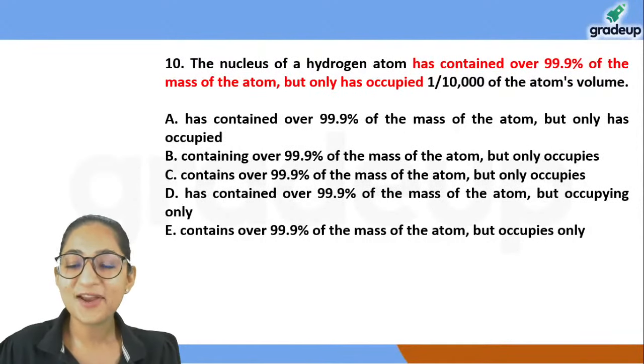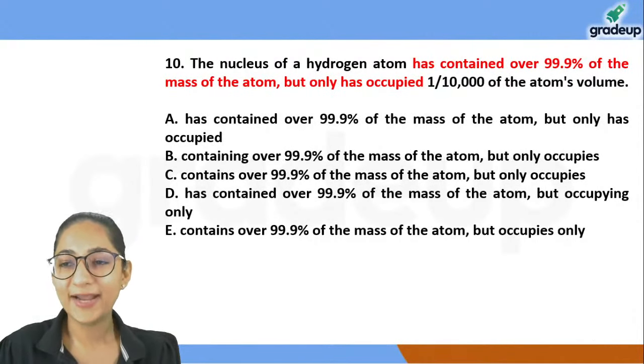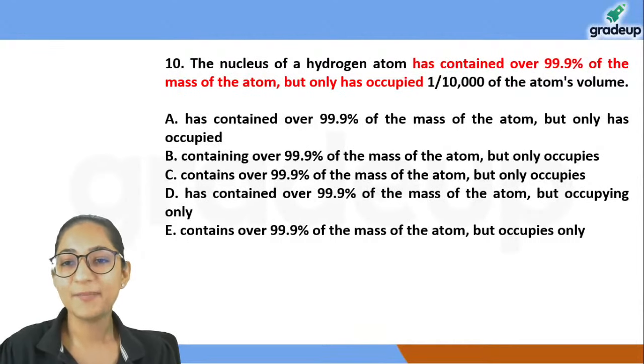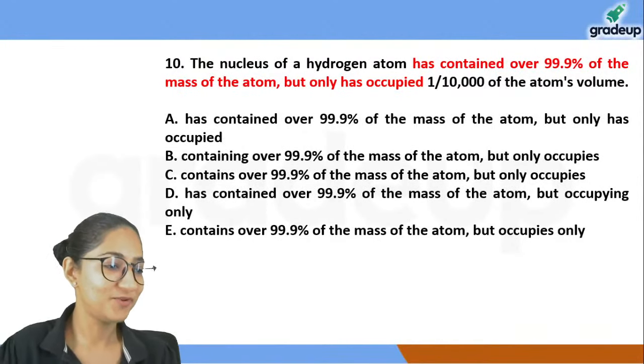The nucleus of a hydrogen atom has contained over 99% of the mass of the atom, but only has occupied 1 by 10,000 of the atom's volume. What do you say?